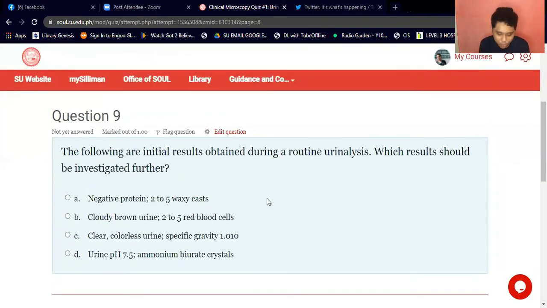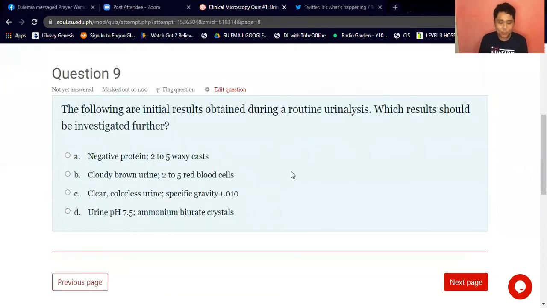The following are initial results obtained during a routine urinalysis. Which results should be investigated further? A, negative protein, 2 to 5 waxy casts. B, cloudy brown urine, 2 to 5 red blood cells. Starting with letter D, urine pH of 7.5 with ammonium biurate crystals. Is that consistent or not? Consistent, because ammonium biurate can only be seen in alkaline urine. So letter D, you don't need to investigate further because that is expected.